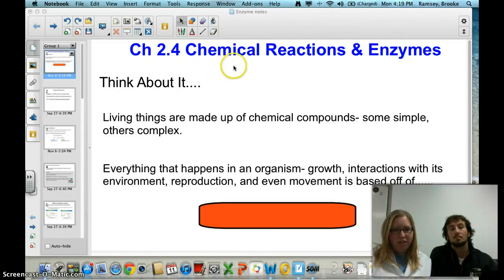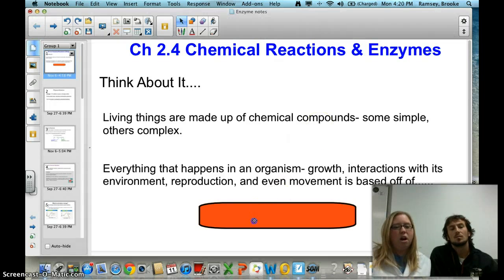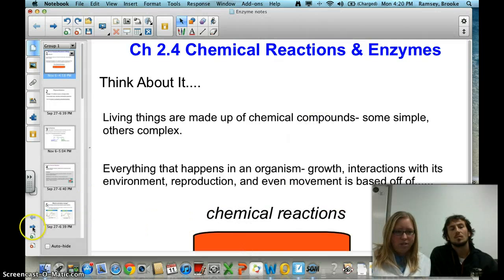About Chapter 2, Section 4, chemical reactions and enzymes. And so just to think about it before we begin, all living things are made up of chemical compounds, going from monomers to polymers. Everything that happens in our body, growing, interacting, and responding to our environment, reproducing, metabolism, digesting food, all stems and bases off of chemical reactions.